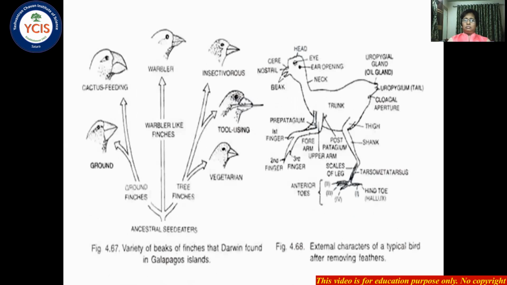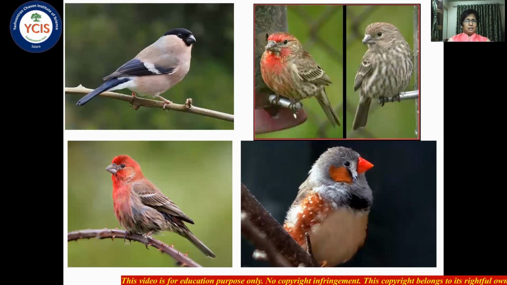So this is the picture of Darwin finches, in which we can see the different shapes of beaks according to their feeding habits. These are the pictures of Darwin finches.